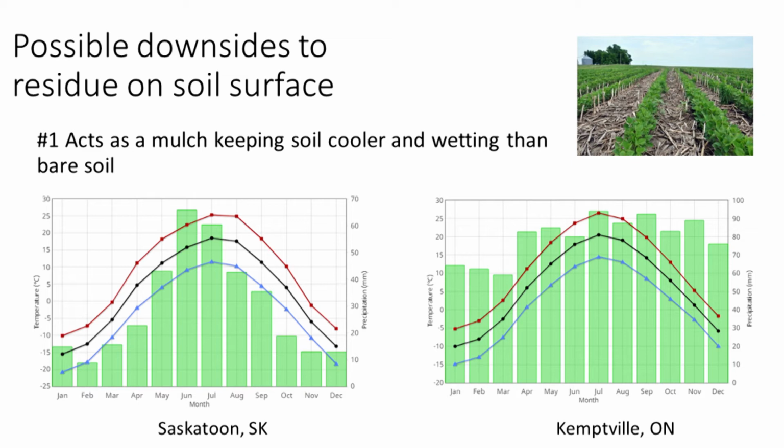So if we look in the prairies, for example, this is Saskatoon. You've seen these before in a previous lecture. When you only have 300, 400 millimeters of rain in a growing season, you really want to keep that soil as wet as possible. You're really trying to manage moisture and minimize any moisture loss. But in Ontario, basically everywhere in Ontario, we get abundant and well-distributed rainfall. We're getting 1,000 millimeters of rainfall every year.